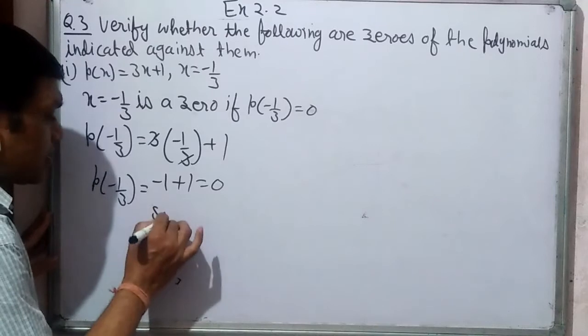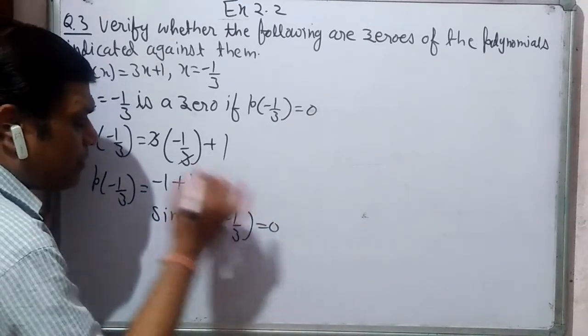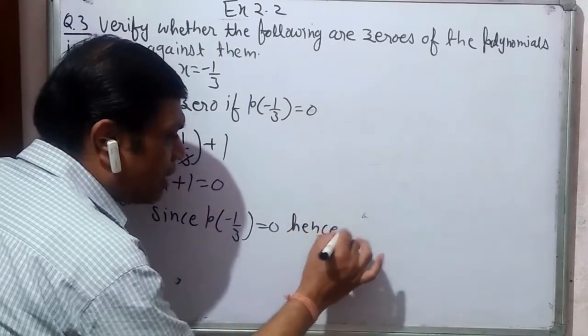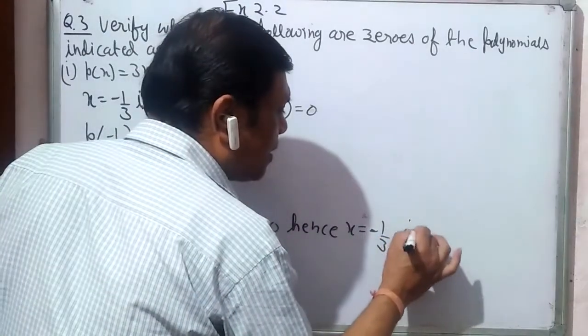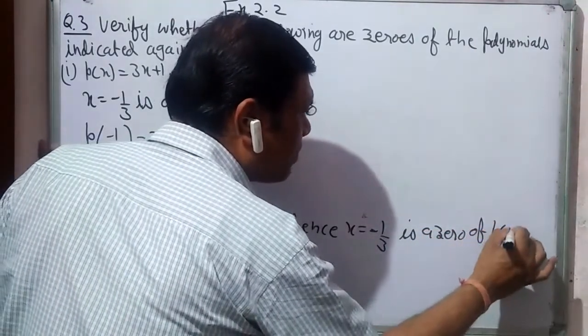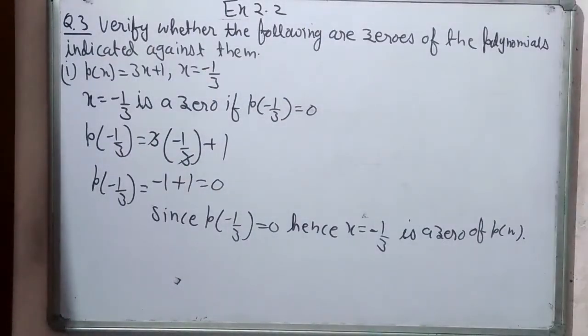Since the polynomial's value at minus 1 upon 3 is 0, hence x equals minus 1 upon 3 is a 0 of P(x), because the value of the polynomial at the given value of the variable is 0. Therefore, the given value of the variable is a 0 of the polynomial.